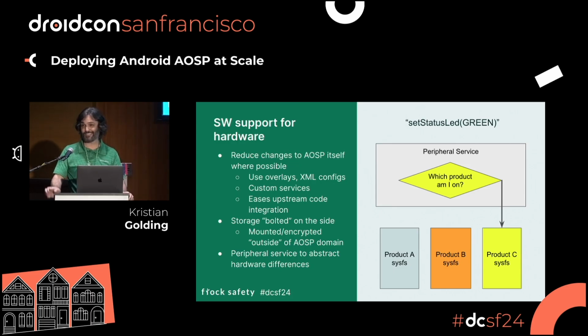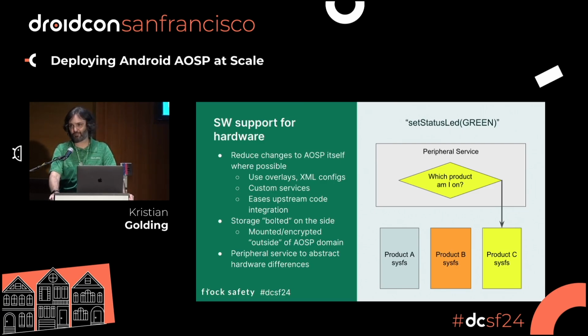The storage is bolted onto the side, so the NVMe drives that I spoke about, for example, are mounted in fstab files, and we separately encrypt them with LUKS encryption. We do this because of the evidence that we capture. If we have to factory reset a device, we want to keep that evidence, right? We might want to clean up the issue that was causing the original error with the Android stack, and a factory reset is normally a good way to do that. But we want to keep the evidence in the external storage device and maintain its integrity. And we have a peripheral service that abstracts these different hardware differences.